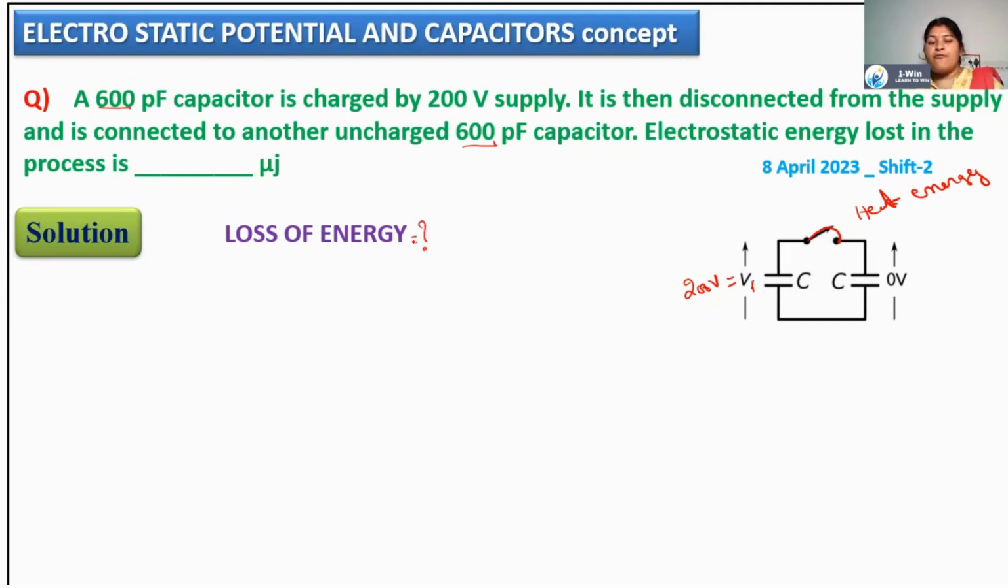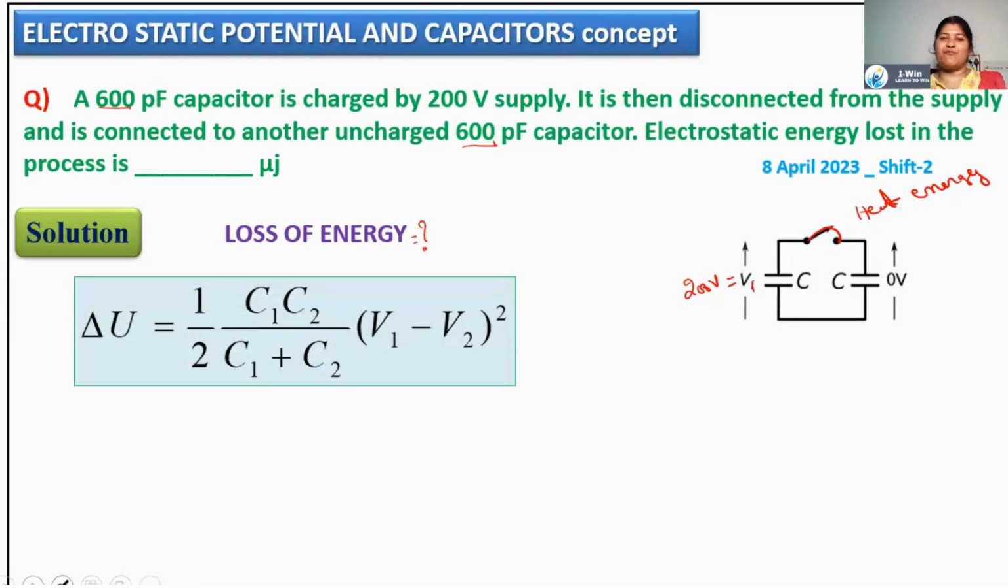What is the loss of energy? To calculate it, what formula are we going to use? This is the formula. The loss of energy when two capacitors C1, C2, which for this problem are the same, 600 picofarad each, with potentials V1, V2, are connected directly, is delta U equal to half C1 C2 by C1 plus C2 into V1 minus V2 whole square.